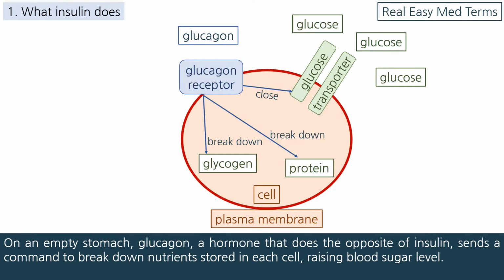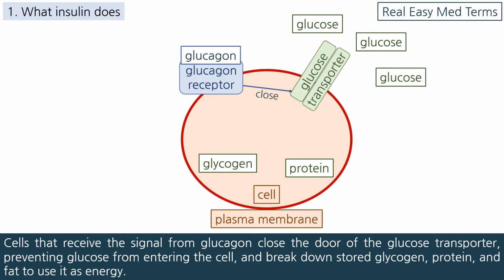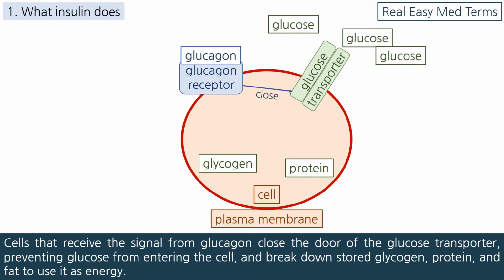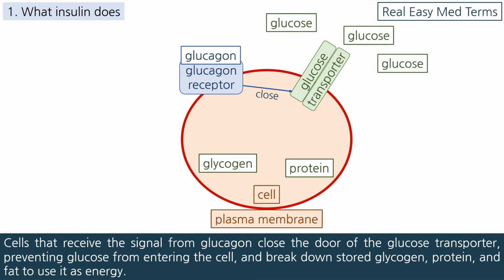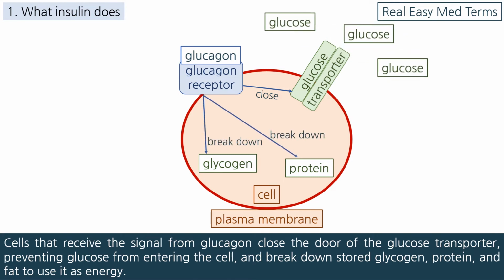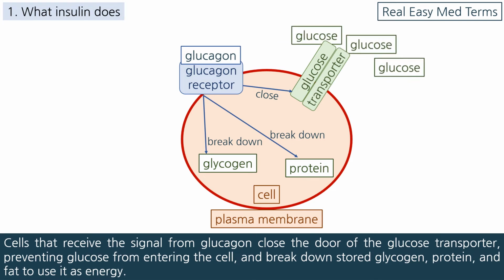On an empty stomach, glucagon, a hormone that does the opposite of insulin, sends a command to break down nutrients stored in each cell, raising blood sugar. Cells that receive the signal from glucagon close the door of the glucose transporter, preventing glucose from entering the cell, and break down stored glycogen, protein, and fat to use it as energy.